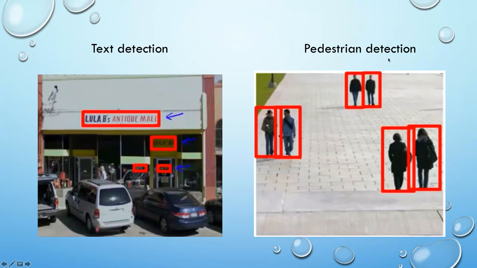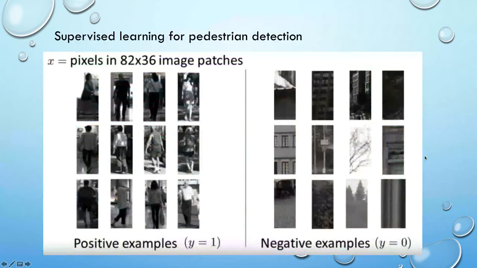Pedestrian detection is, given a picture like this, we try to find out where the pedestrians are located. For example, in this picture we have about six pedestrians. We want to find these rectangles here. Like, where are the people? There's a person, there's a person, there are people here.